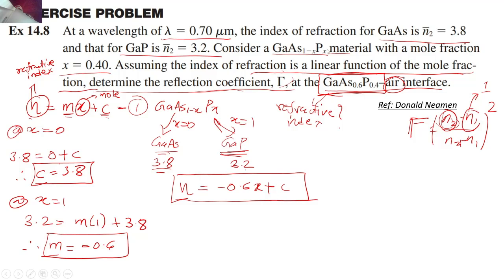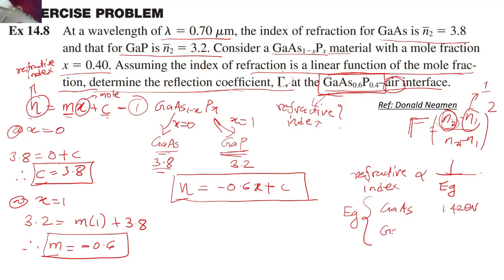Now we have to confirm this, right? This is the first time we are encountering such a problem, so it's always better to have a sanity check. Somebody told me in the previous question that the refractive index of a material is inversely proportional to its band gap. So let me write the band gap for GaAs and GaP. EG of GaAs is around 1.42 eV, and gallium phosphide's band gap is around 2.24 eV, right?